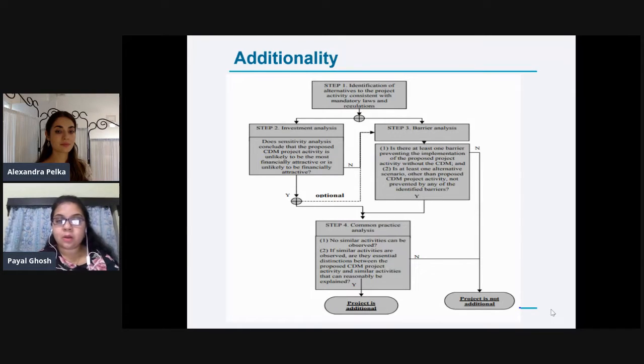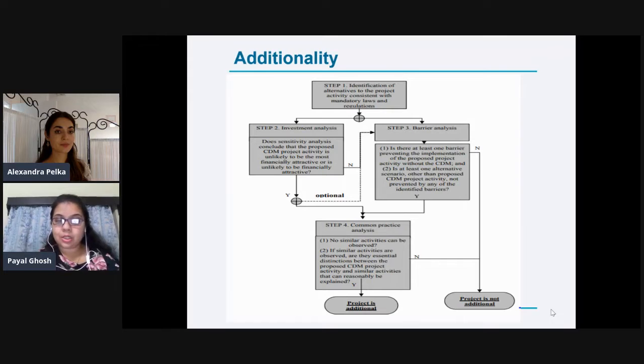So the first step is always to identify what are the alternatives to the project activity. These should be realistic, and of course consistent with the local rules and regulations. After the first step is done, the project proponent can go either way. They can go for step 2, which is to demonstrate that the project activity is not the most economically attractive, or they can go for barrier analysis, which says that I am developing a project, and I am facing a host of barriers. This could be an investment barrier, a technological barrier, or a barrier due to prevailing practice.